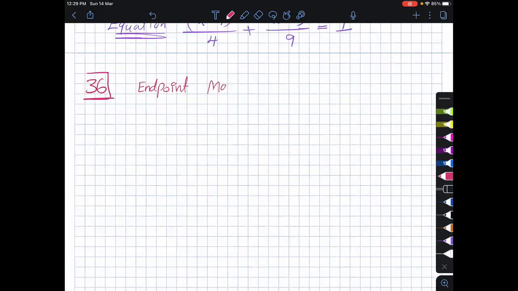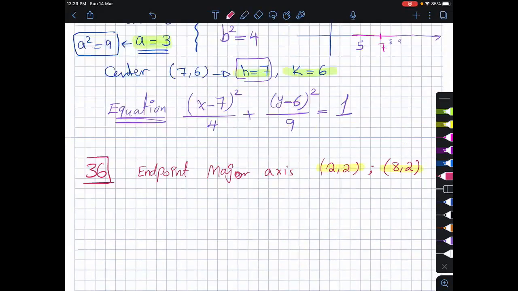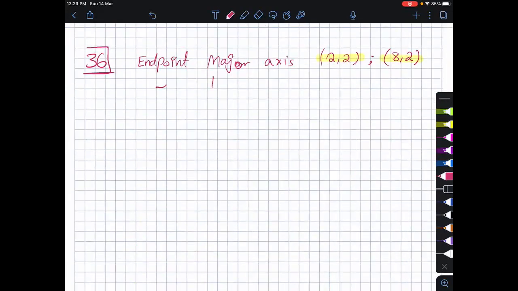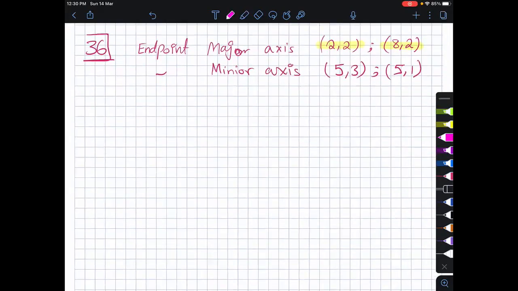Endpoints of the major axis: 2, 2 and 8, 2. Okay, now the minor axis. It's given. Endpoints of the minor axis: 5, 3 and 5, 1. Okay, the major axis, we can tell it is horizontal because only the horizontal part is moving.